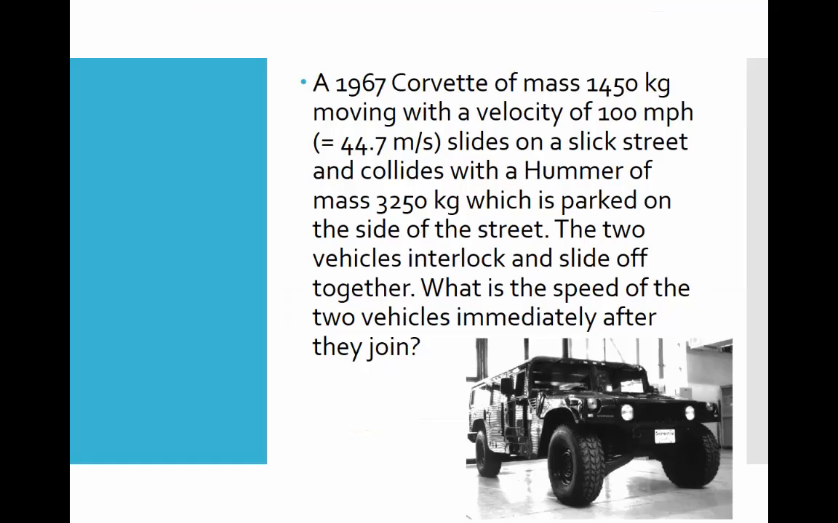A 1967 Corvette of mass 1450 kilograms moving with a velocity of 100 miles per hour, which is equal to 44.7 meters per second, slides on a slick street and collides with a Hummer of mass 3250 kilograms, which is parked on the side of the street. The two vehicles interlock and slide off together. What is the speed of the two vehicles immediately after they join? So pause the video here. Go ahead and solve this problem, and then we'll go over how to do it.